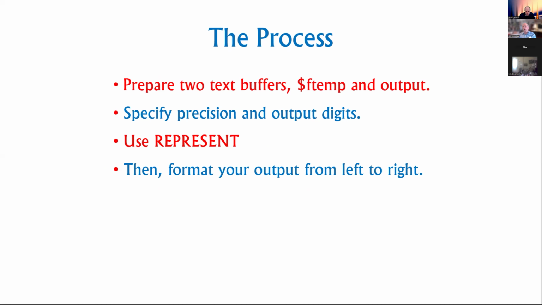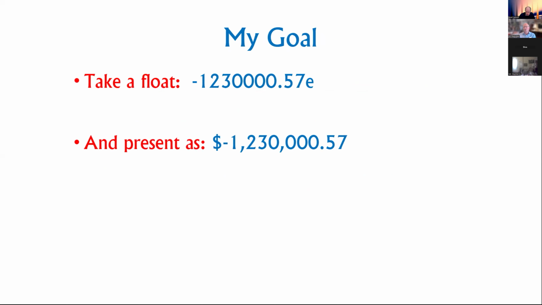Floating point is processed as a string, which is formatted from left to right, most significant digit first. And this is because you're concatenating a bunch of strings. At the result, you get the address of the string and a byte count, just as you would as output from numerical output. So here's our goal for the day.